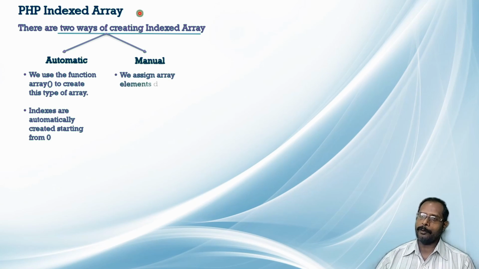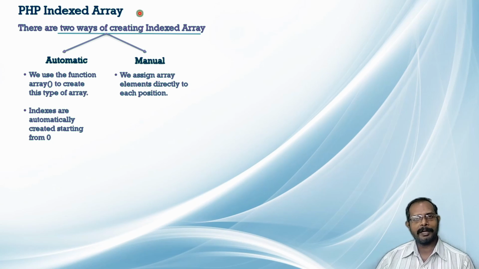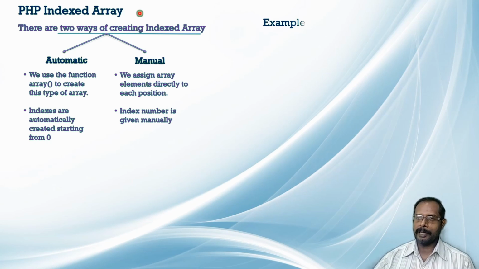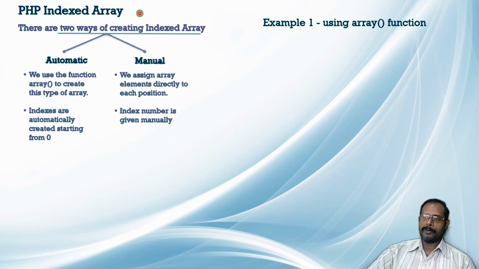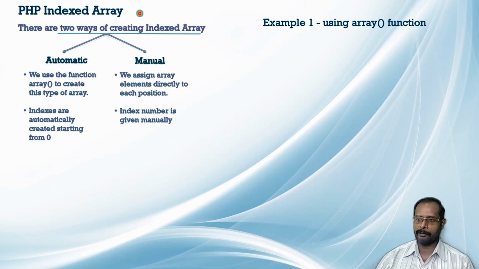In the manual method, we have control over the index. We have to assign the values directly to each and every position within the array. Indexes have to be given manually. We will see these methods of creating the array with examples. We are going to discuss two examples. The first example will be using the automatic method, and the second example will be using the manual method.